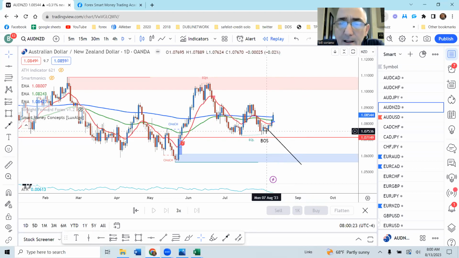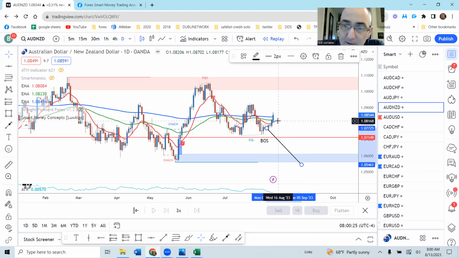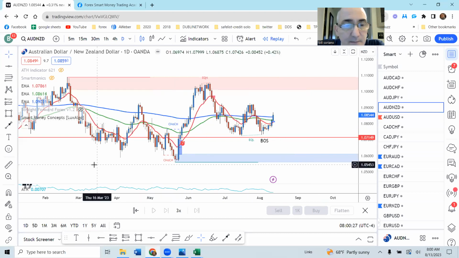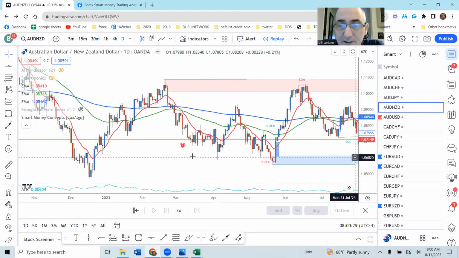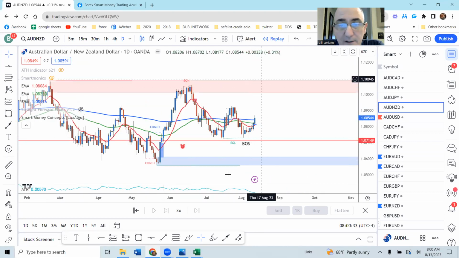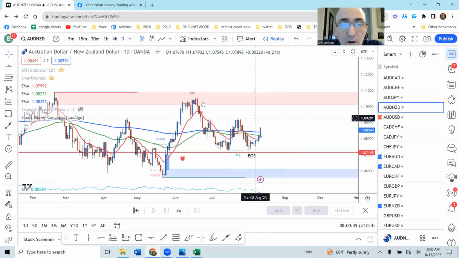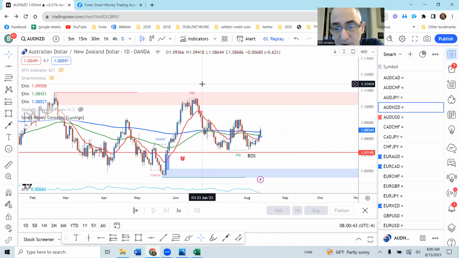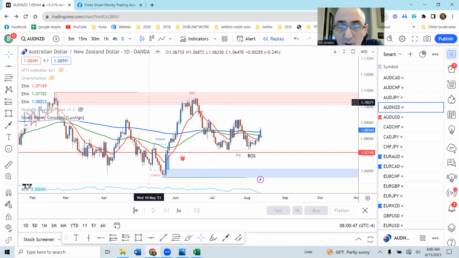But with this one, because of this recent consolidation here, we're waiting for price to move out one way or the other, right? We either need to get a break of structure here to the downside, or possibly get a new break of structure here to the upside, right? So we're not going to mark up any order blocks on this pair.